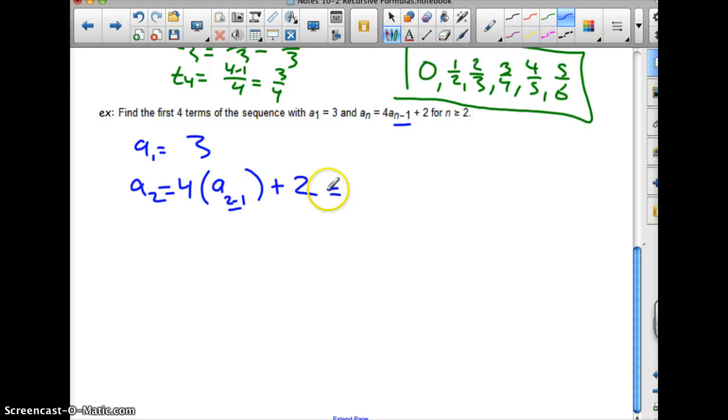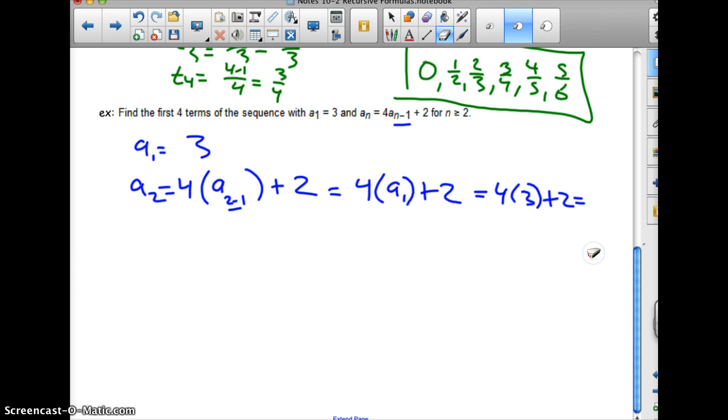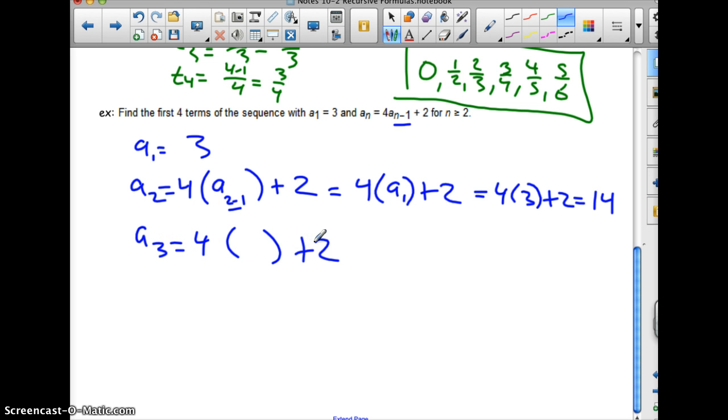All right, which is going to be 4 times a sub 1 plus 2. And then you bring that down. 4 times 3 plus 2: 4 times 3 is 12, plus 2 is 14. All right, a sub 3 is 4 times that plus 2, right? Well, what goes in there? A sub 2. 4 times 14 plus 2. 56 plus 2 is 58.